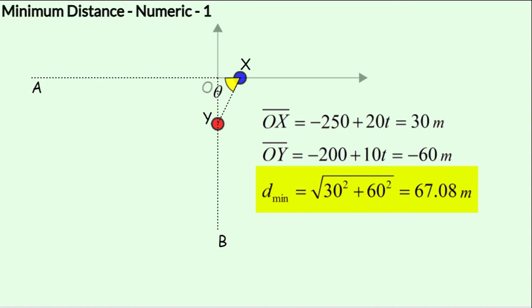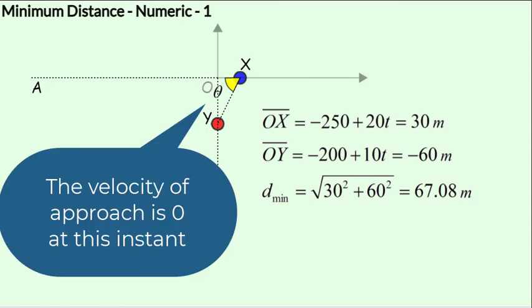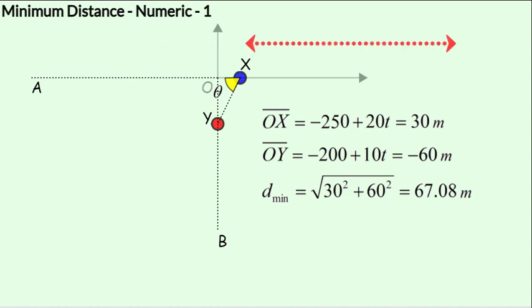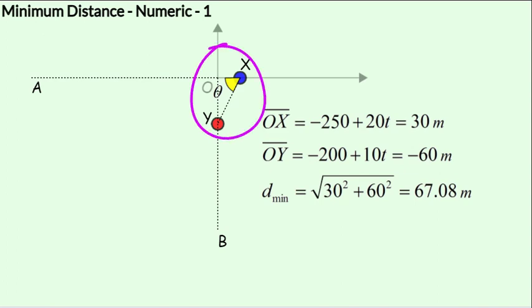This is the least distance between the red and blue balls, and at this point the velocity of approach is 0. To the left of this point, the relative velocity of the components would be the velocity of approach, and to the right of this point, the relative velocity of the components would be the velocity of separation. So the velocity of approach would turn into the velocity of separation beyond the point of minimum separation.